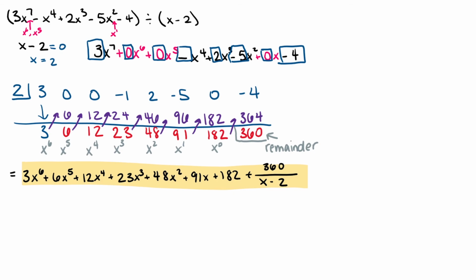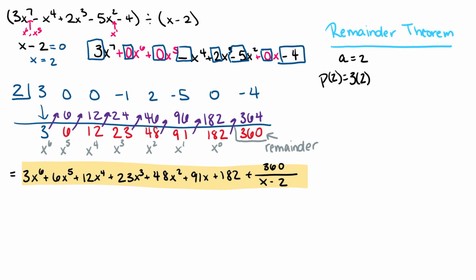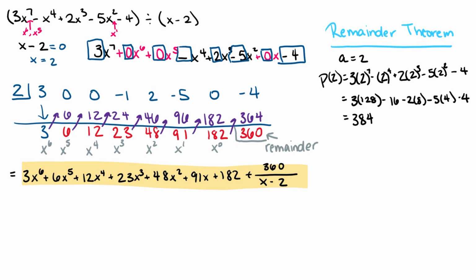Let's use the remainder theorem to verify our remainder. Our a, in this case, would be 2. So let's plug in 2 for x. Solving this gives us 360, which is exactly what we're looking for, and we know that we have the correct remainder and therefore the correct quotient.